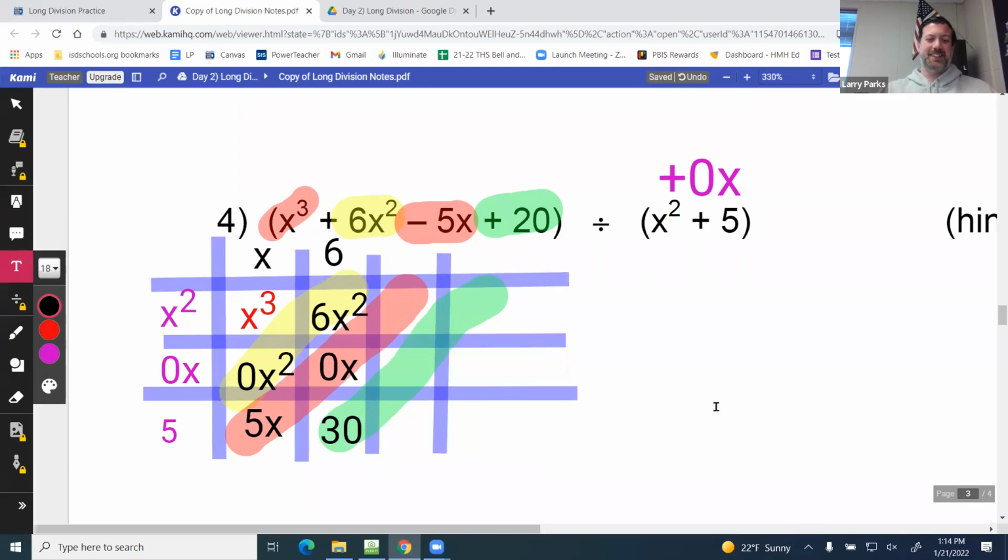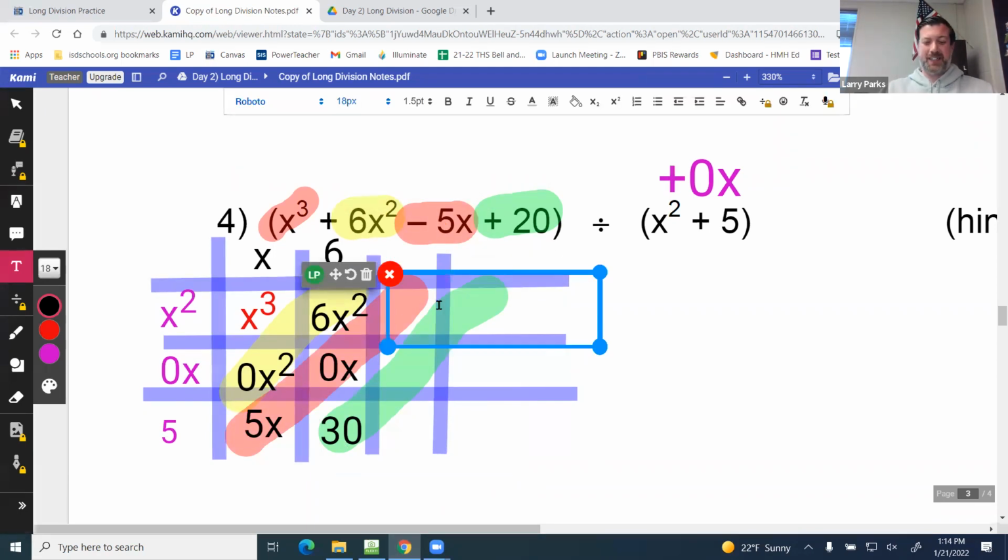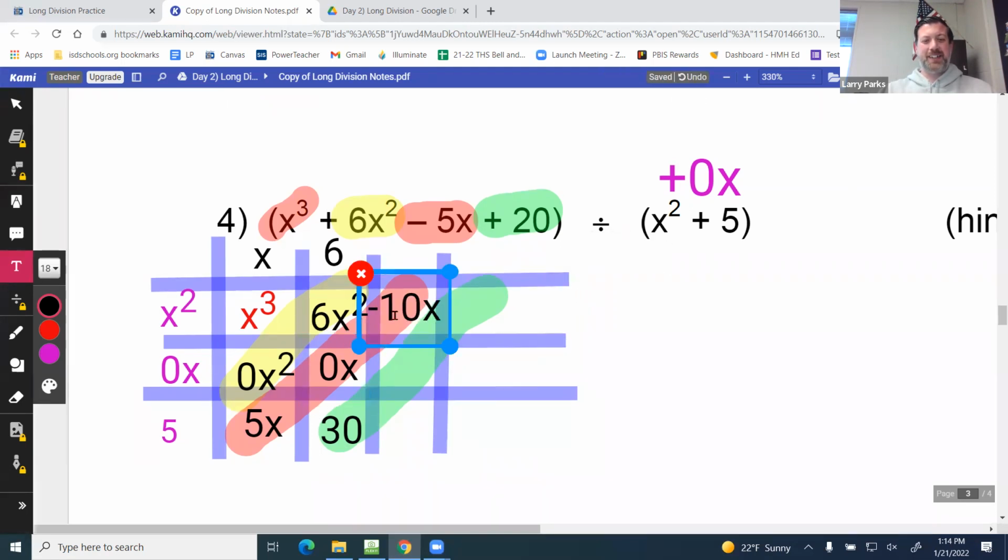All right, now we can look at our negative 5. So now we need negative 5x. I have 5x, 0x. What would I put there so that when I add them, I get negative 5x? That would be negative 10x. But how do you get negative 10x? Well, x squared times what is negative 10x? There isn't anything, so it's going to be our remainder. Now our 30, we want 20, so we're going to have to put negative 10 there.